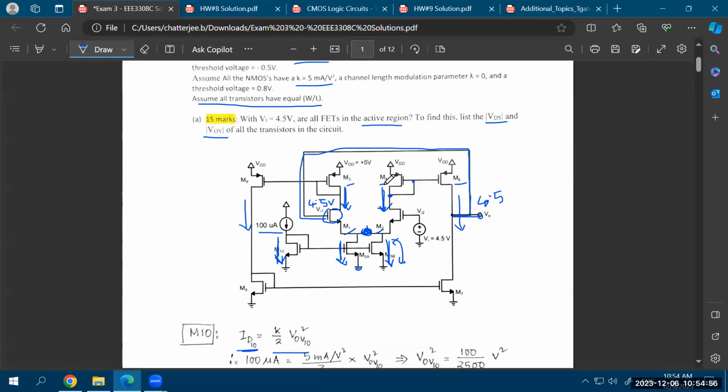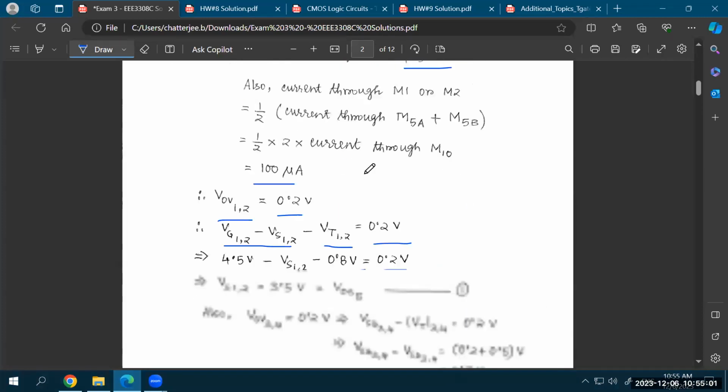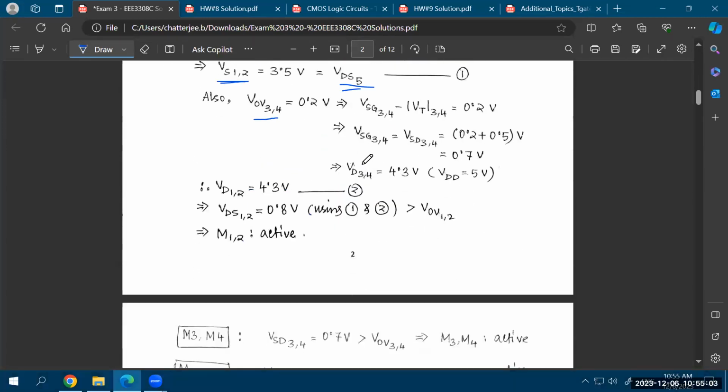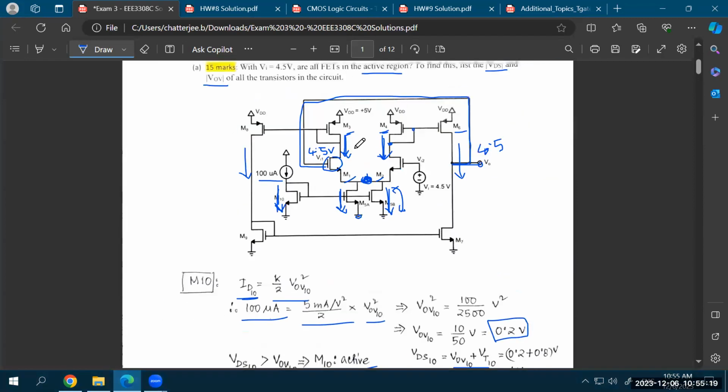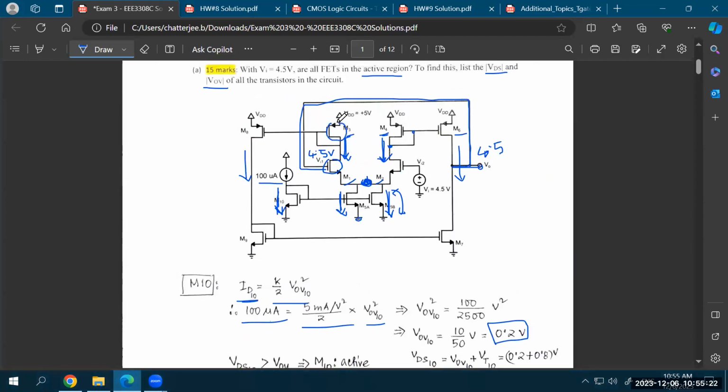Also, at this point, you can note that the V overdrive of the transistors M3 and M4 are also equal to 0.2 volt, right? It's the same overdrive all throughout the circuit. So the V overdrive of M3 and M4 is also 0.2 volt. And then you can expand the V overdrive of the PMOS transistors as VSD minus the absolute value of VT. That's 0.2 volt. Again, VSG is equal to VSD, because drain and gate are connected together. It's a direct connected transistor once again.